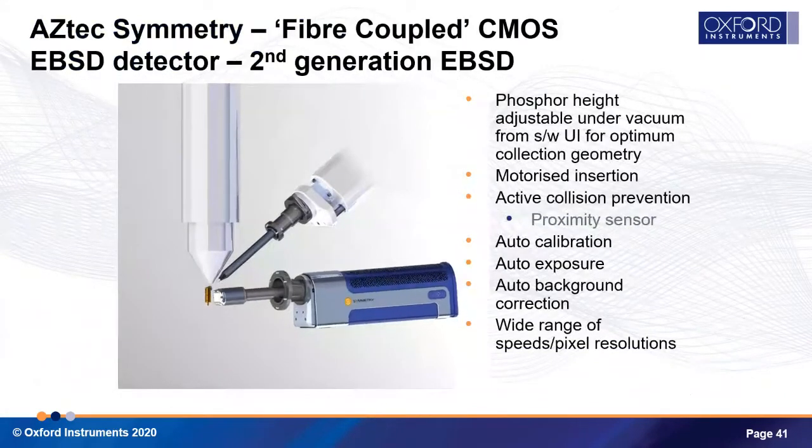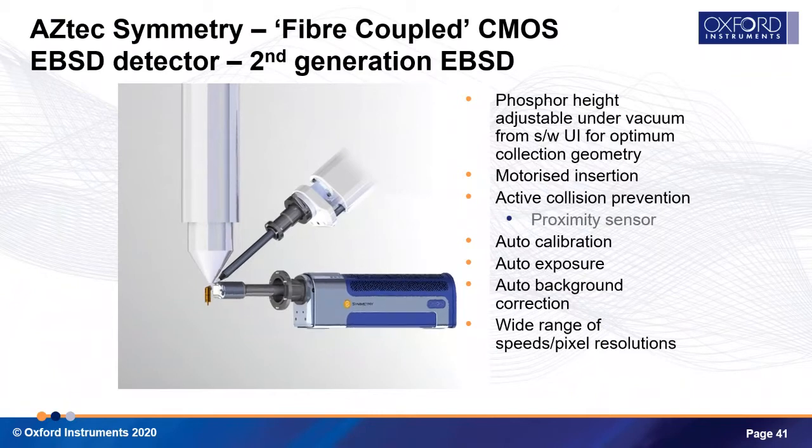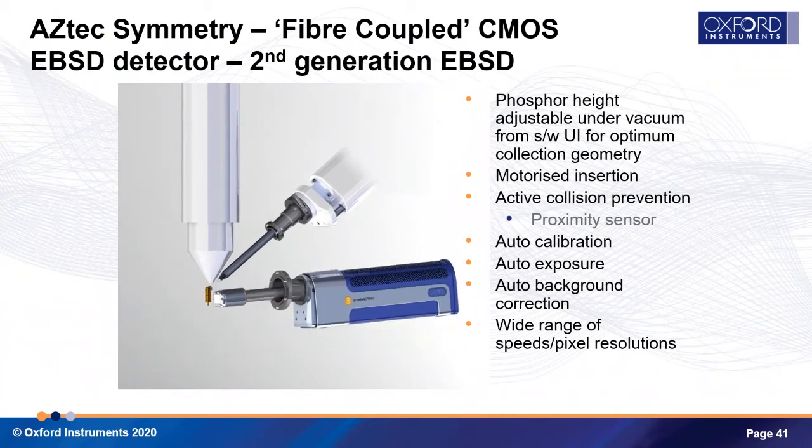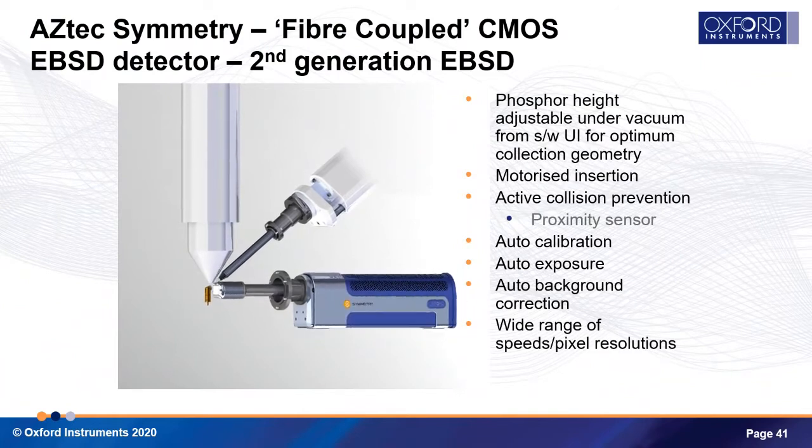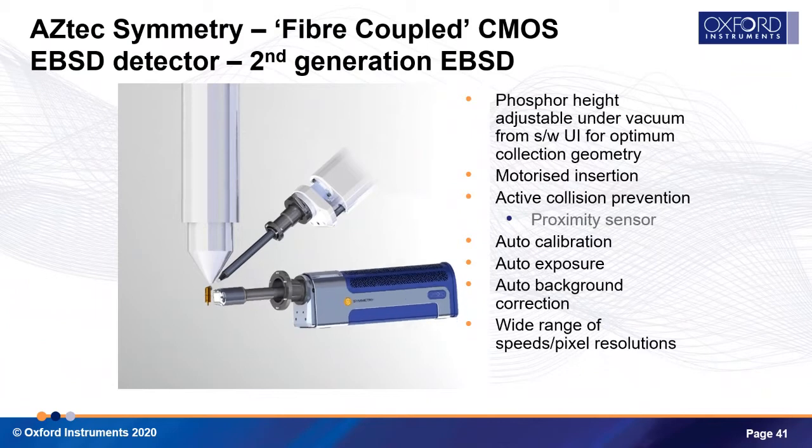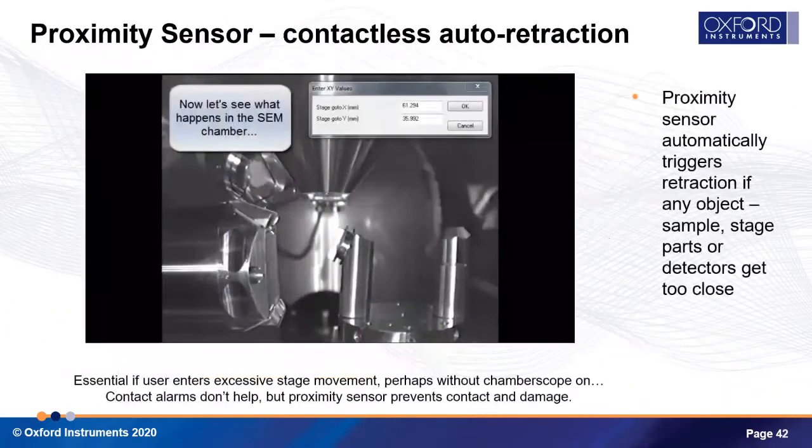Here we see the phosphor screen moving up and down so that we can get to long or short working distances to suit the acquisition geometry. We can also do simultaneous EDS by choosing an appropriate working distance. We've got motorized insertion, a bellows vacuum seal, and active collision prevention with the proximity sensor. It's always calibrated and ready for use, so there's auto calibration. There's auto exposure, so you don't need to think about the settings for the camera in terms of exposure, and we also automatically correct for background, so you don't have to collect a background, and a very wide range of operating speeds.